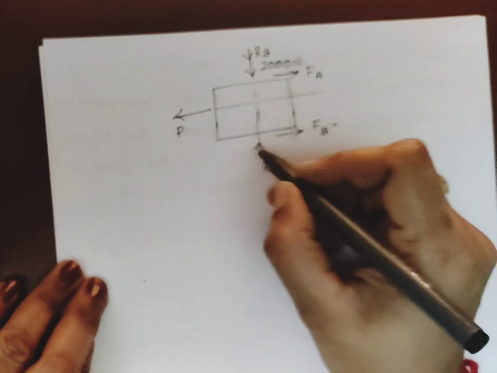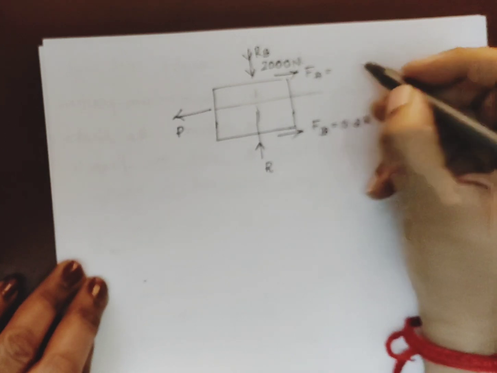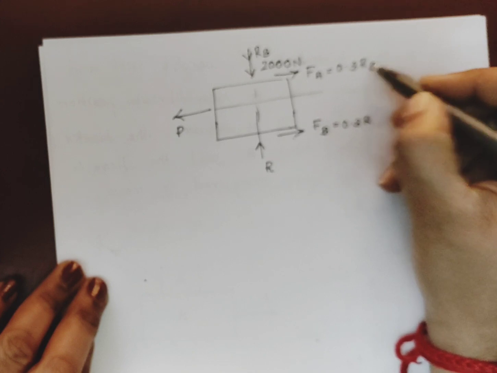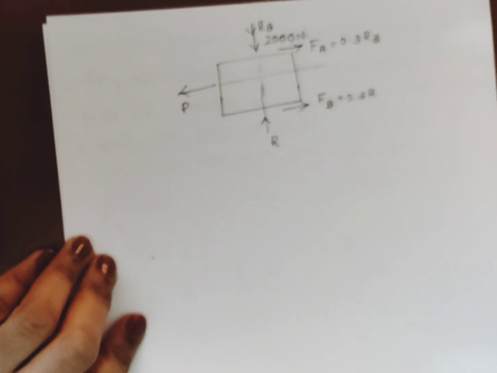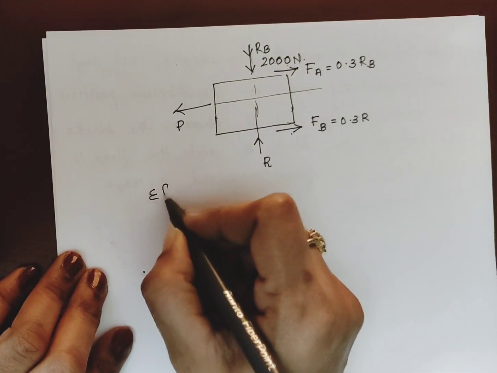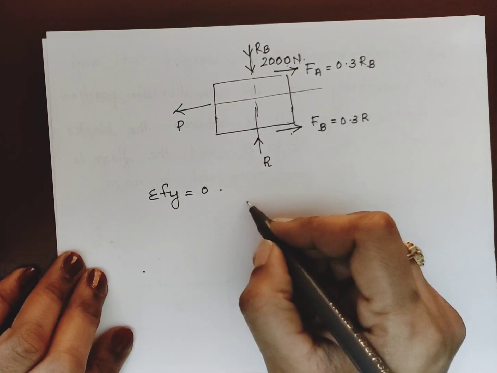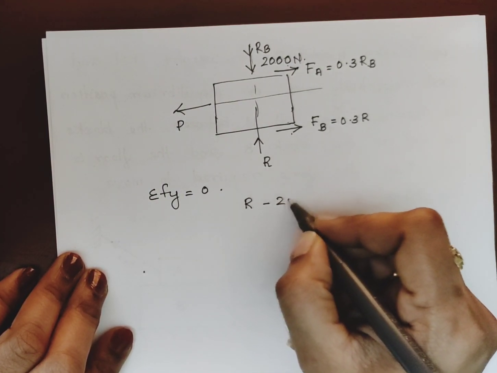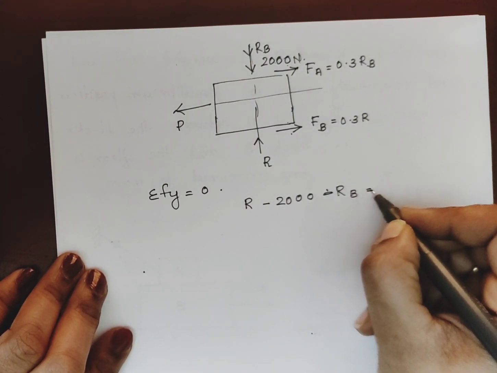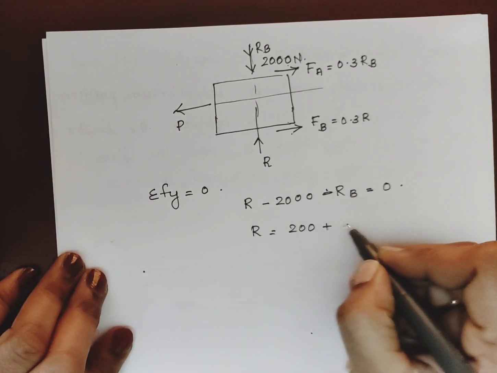So FB is equal to mu, mu is 0.3 into R. So here FA is equal to 0.3 into this reaction, that is RB. So now these are the forces acting. So first equation you have to use is sigma Fy is equal to 0. So capital R minus 2000 minus RB is equal to 0. So R is equal to 2000 plus RB.